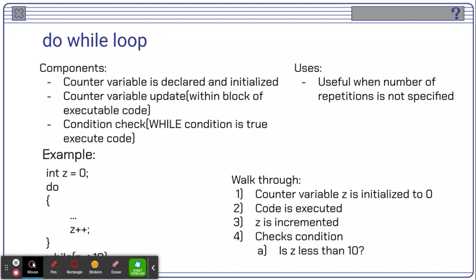After the execution of the code, the condition is checked: is z less than 10? If it is, then it goes through another iteration until that condition is not met.